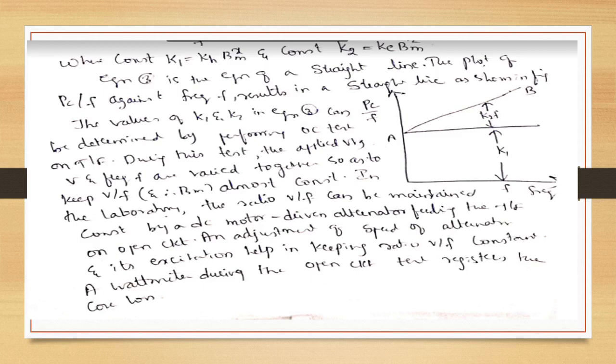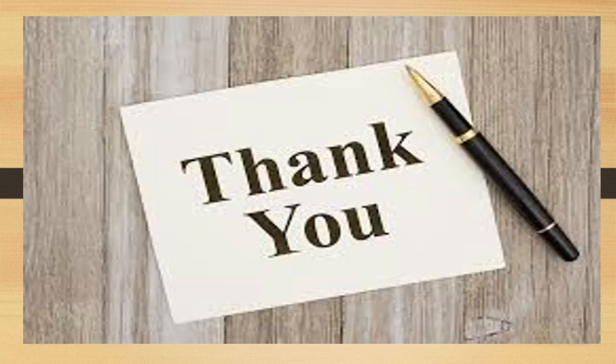In the laboratory, the ratio of V by F can be maintained constant by a DC motor driven alternator feeding the transformer on open circuit. An adjustment of speed of alternator and its excitation will help in keeping the ratio of V by F as constant. So wattmeter during the open circuit test registers the core losses.